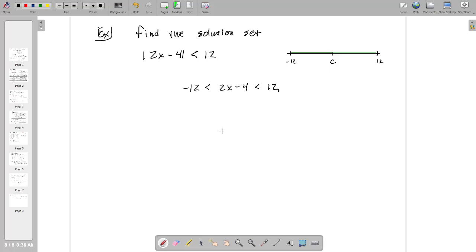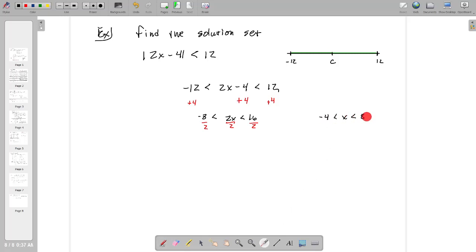And then we just solve for x like we normally would. Add 4, because I want to get rid of this 4. Now when I add 4, I have to add 4 to all sides of this inequality. It's a compound inequality where this is greater than something and also less than something else. So when we add a value, we add it to all three regions here. We get negative 8 is less than 2x, which is less than 16. And then we want to divide by 2, and we get our solution set, which is negative 4 is less than x is less than 8.